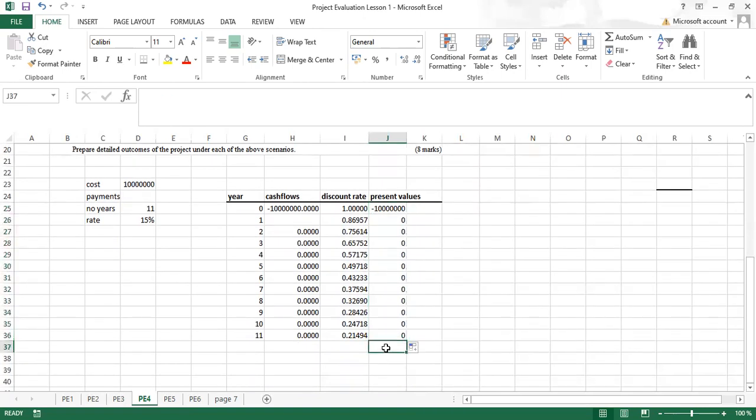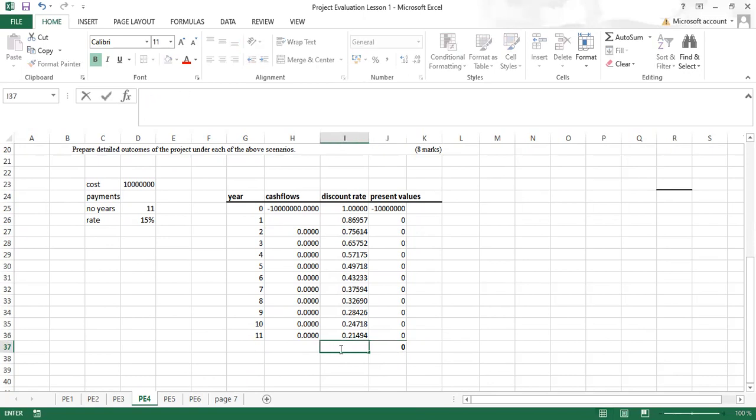I come here. I do Alt HBP for top border. I do Control B. Then I do equals sum. Press tab from year 2, so that I get the present values. Control Enter. You don't have to close the bracket if it's very simple. So these are the present values.